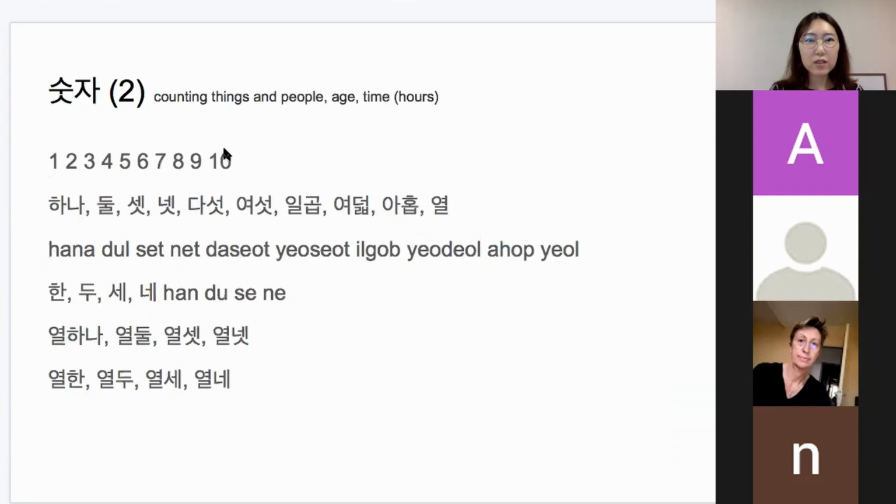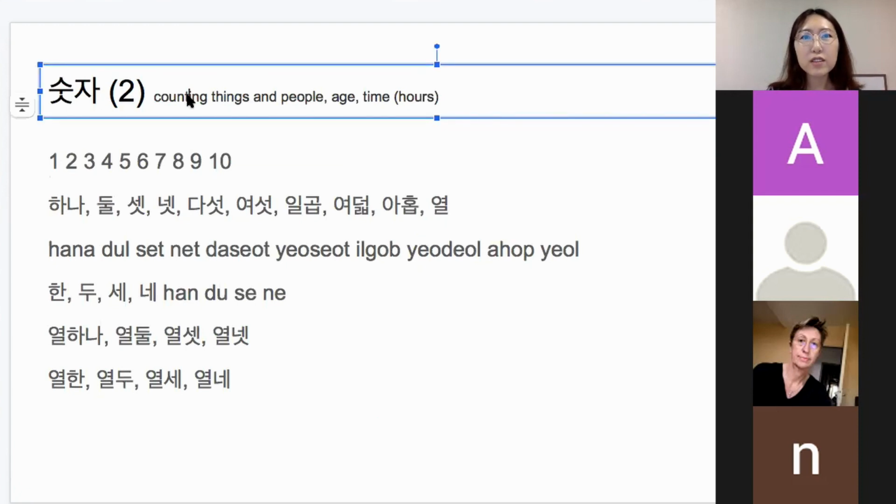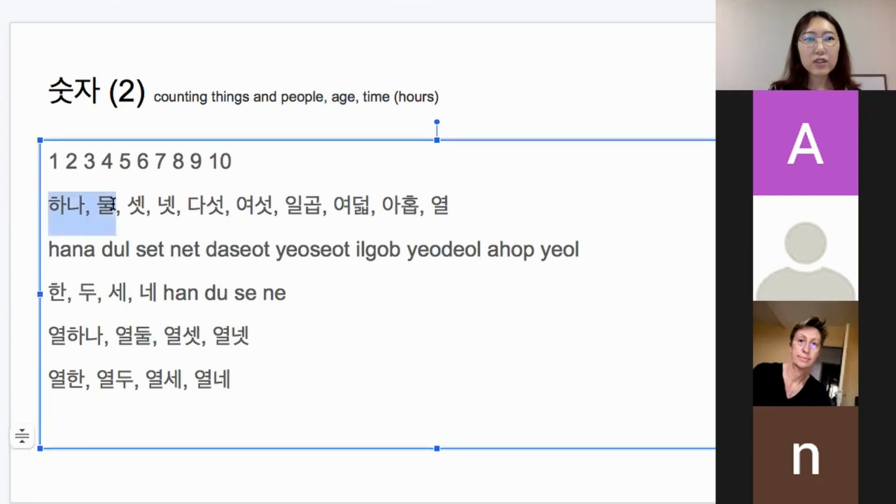And then next one. Second part of number, counting number. Counting something: people, age, hour. So 하나, 둘, 셋, 넷, 다섯, 여섯, 일곱, 여덟, 아홉, 열. Okay.